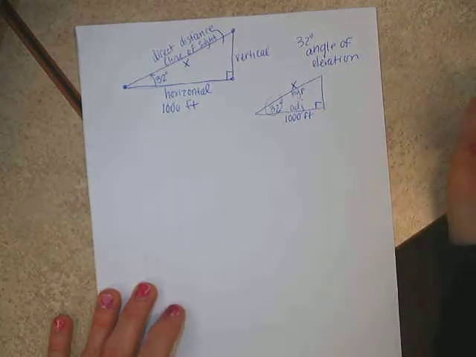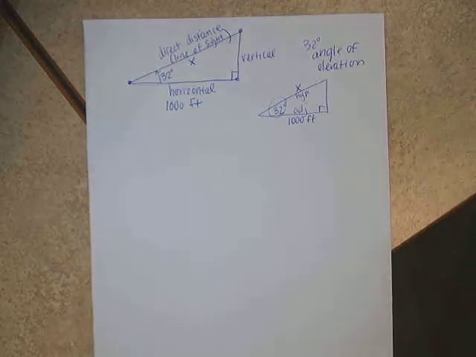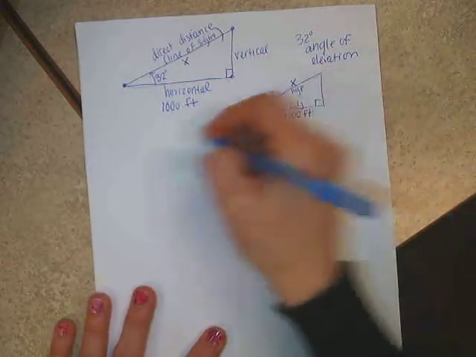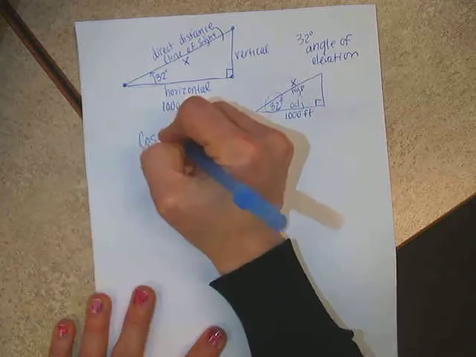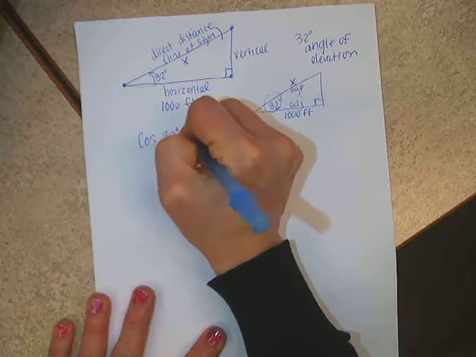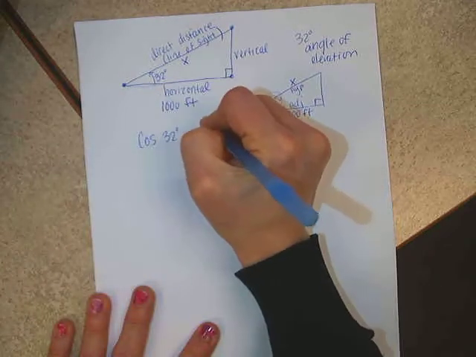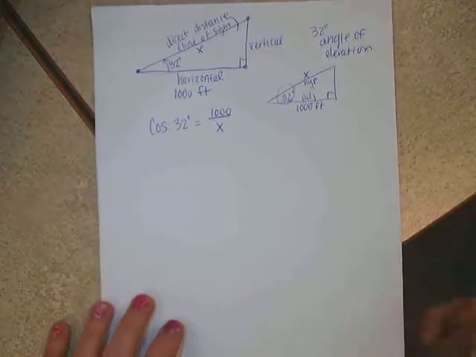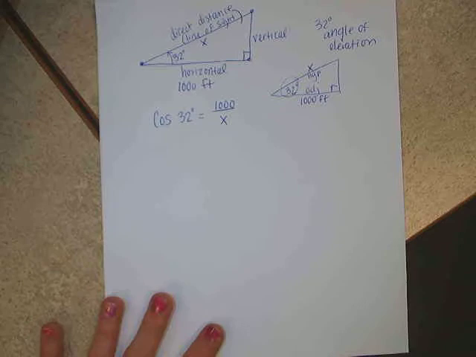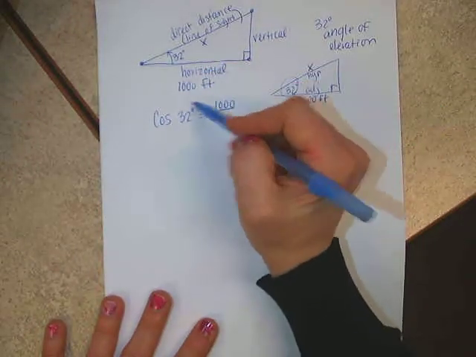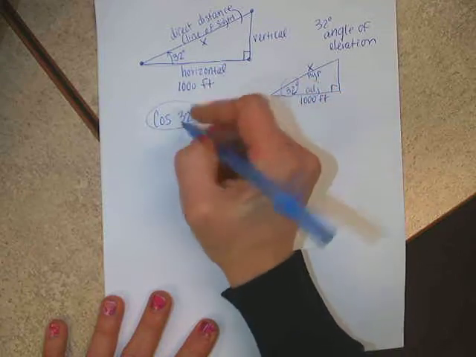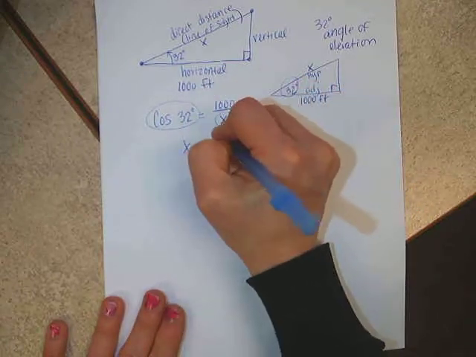So using trigonometry, according to this angle, this side would be adjacent, and that length would be the hypotenuse, and adjacent and hypotenuse require that we use cosine. So we would set up our problem as the cosine of the angle equals the adjacent of 1,000 over the hypotenuse of x. We've talked about this in previous lessons.